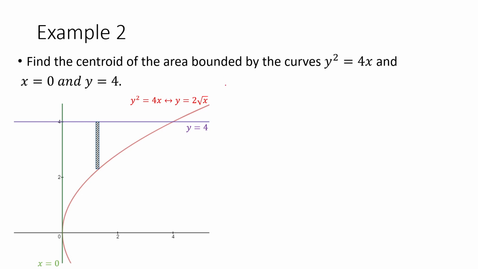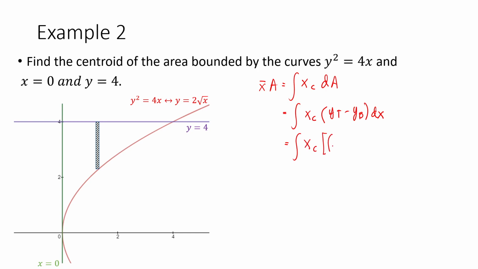So, for bar x, so again, we're now solving for bar x and then area. So again, that will be x sub c times the differential area. So x sub c, so again, since our differential area is the vertical strip, so y top minus y bottom dx. So x sub c and then times y top is 4, y bottom is 2 square root of x dx from 0 to 4.